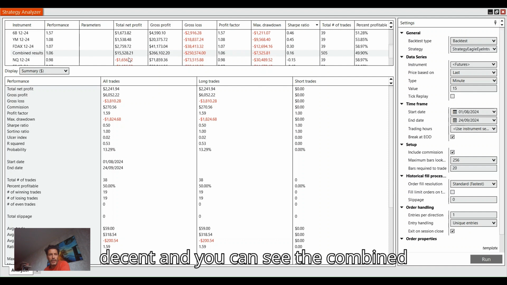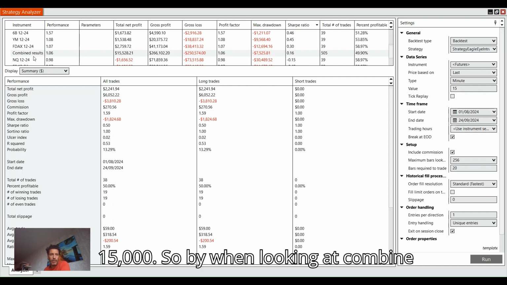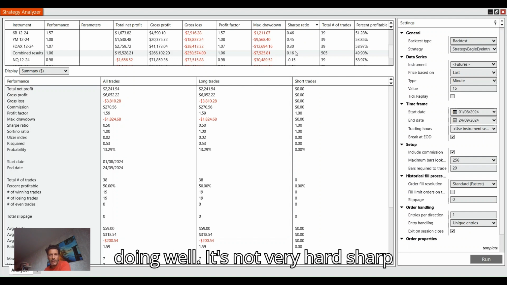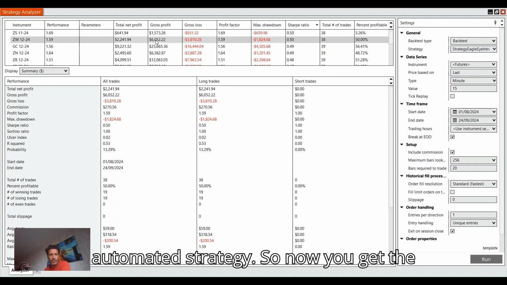And you can see the combined result is quite good actually. Look, 15,000. So when looking at the combined result, it means all the futures are doing well. It's not a very high Sharpe ratio, but let's see, depending on your automated strategy.